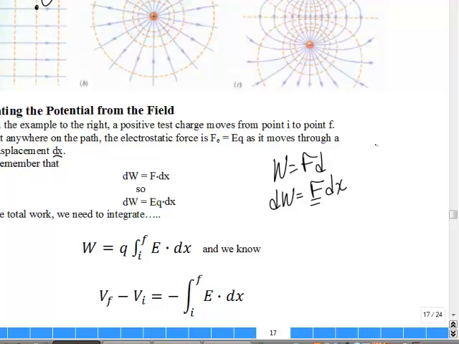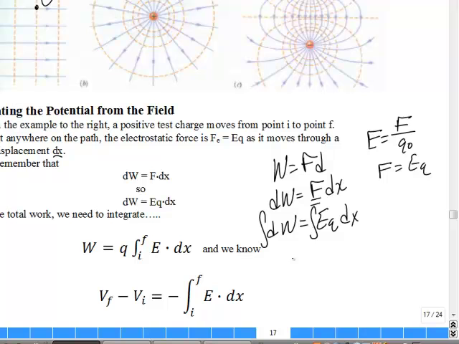What type of force are we talking about? We're talking about the electric force, and hopefully you remember that the electric field is the force that a test charge experiences, so this force is going to equal EQ. And so we get dW equals EQ dx. We can integrate both sides and pull out that constant, and we get work as being the integral of E, pull out the Q, dx, as we go from our initial to our final state.